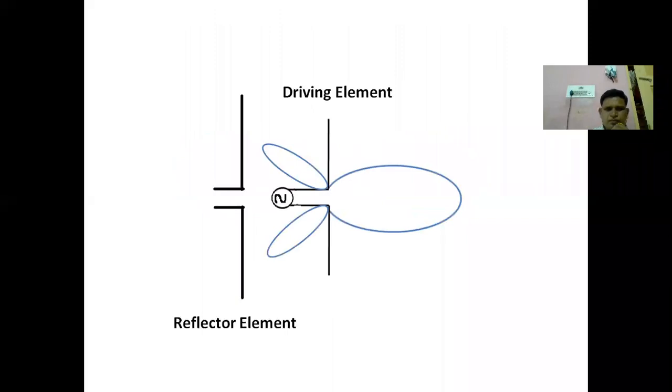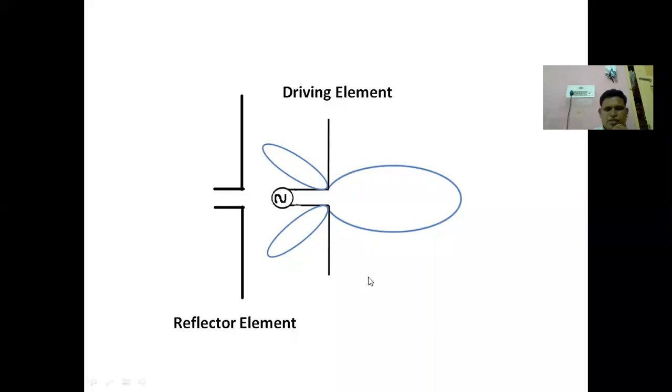Suppose you use the reflector element. If you place the reflector element, the back lobe power will be reduced, and we get two side lobes. We get the maximum directivity in this opposite direction. That's why it is called a directional antenna. It has the maximum radiation in this direction and minimum radiation in other directions.